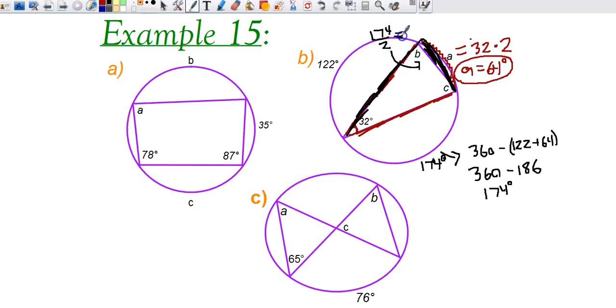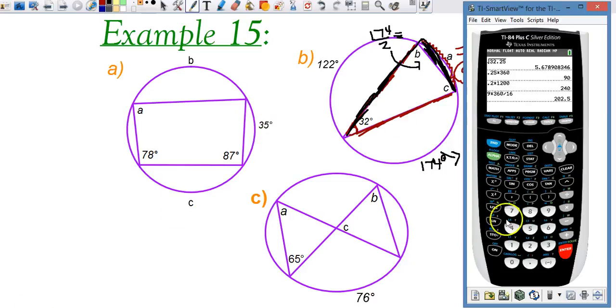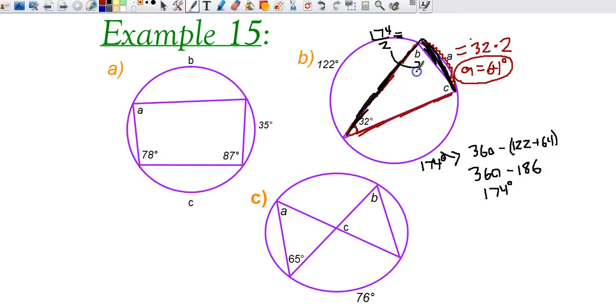And that's going to get you 174 divided by 2. Oh, I'm having a brain fart, so I'm just going to put it in here. Too much mental math. It's going to give you 87. Now you can get angle C by dividing the 122 by 2, or you could add these together and subtract from 180.